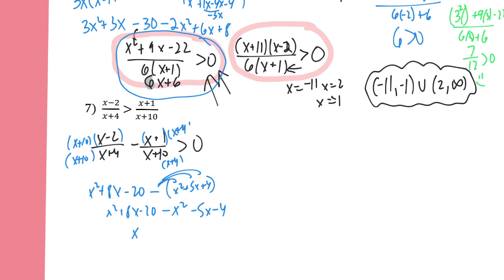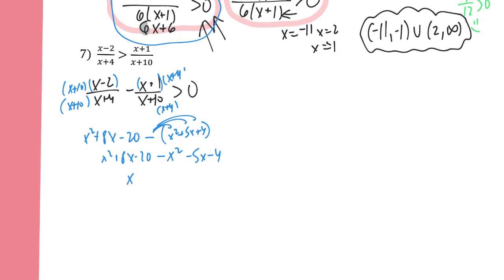Let me switch this up because we got no more space. All right, let's see what we can do. X squared minus x squared is gone, so we're going to get 8x minus 5x is 3x. And then negative 20 and negative 4 is going to be negative 24. Over the denominator is x plus 10 and also x plus 4. The numerator will factor, and we need to do it. So we've got 3 and then x minus 8 over x plus 10 and x plus 4. And then it's going to be greater than 0.